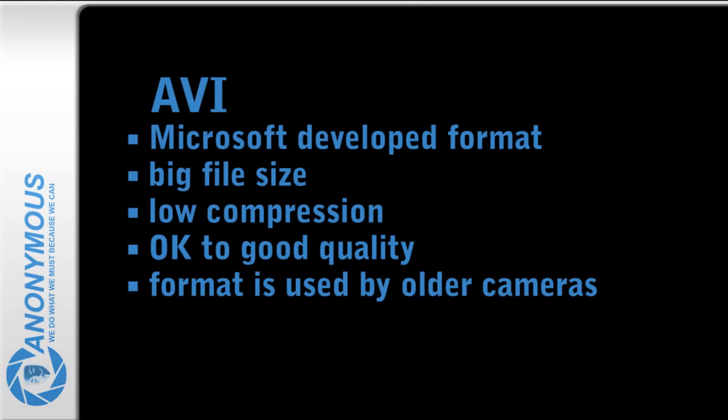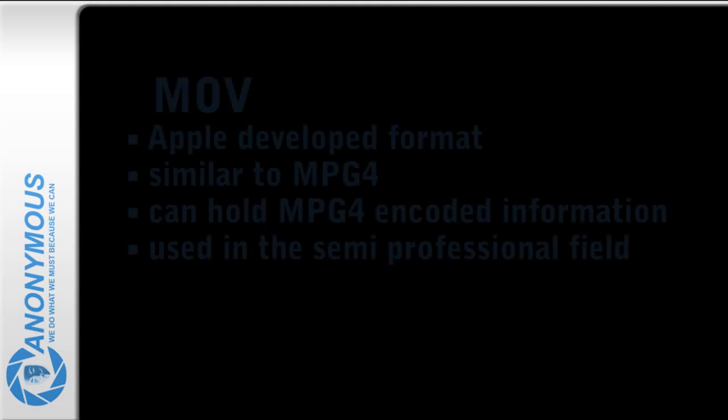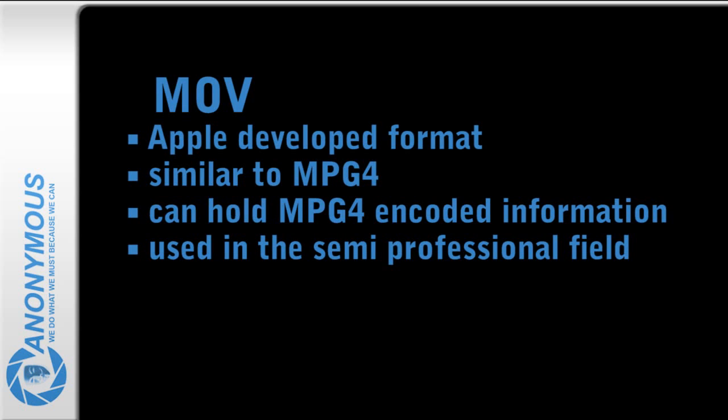AVI is a Microsoft-developed format and is big in its file size, which is a result from the low compression. The quality it delivers ranges from OK to good. It is a format sometimes used by older video cameras. MOV. Here we have a format developed by Apple. It is similar to MP4 and can hold MPEG-4 encoded information. It is used in the semi-professional field.